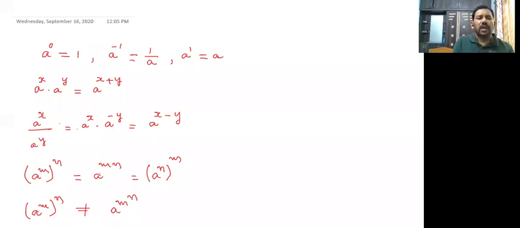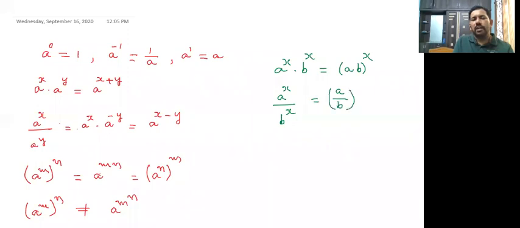Next, I am going to another formula, a power x into b power x. Here observe that the powers are equal, so we multiply the bases. That means ab whole power x. a power x divided by b power x, we can write this as a by b whole power x.